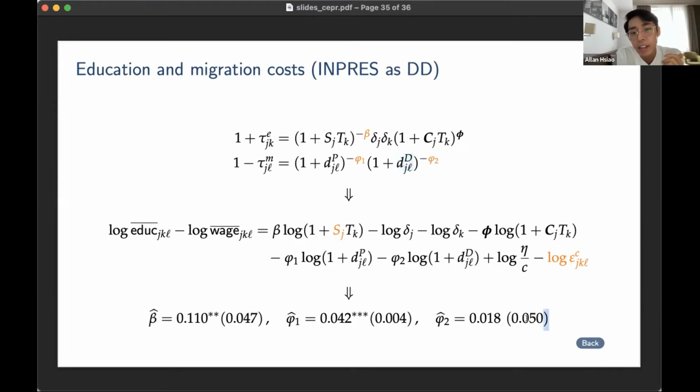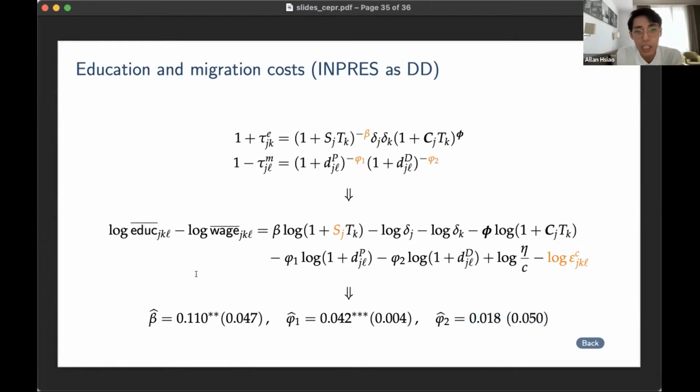Although I will say I find that really the demographic distance, and by demographic distance I mean distance in religion and language, doesn't really enter for me as well. Actually, it's really the physical distance that enters. Importantly, I also have these education costs, which are a function of the schools, and so I'm going to parameterize both education and migration costs in this way. Plug that into the model.